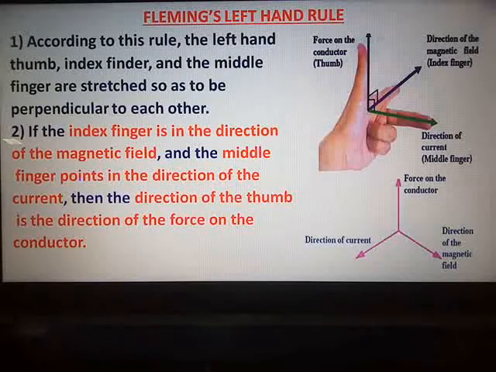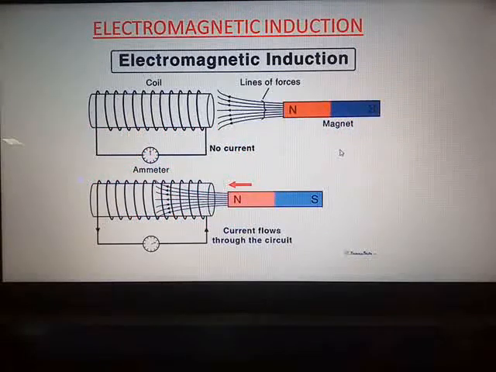After that, if you see in your textbook, you have the topic of electric motor. Electric motor and electric generator. I want to take these topics together, which will not get over in today's session. So in tomorrow's session, I will take both these topics together, that is electric motor and electric generator. Before completing today's session, a small topic you have to understand, electromagnetic induction.